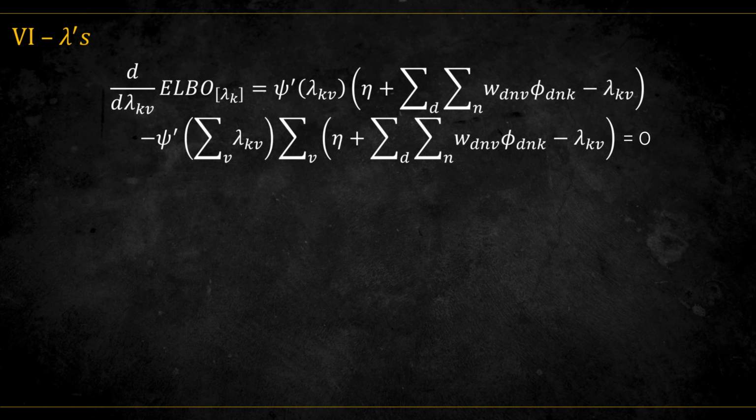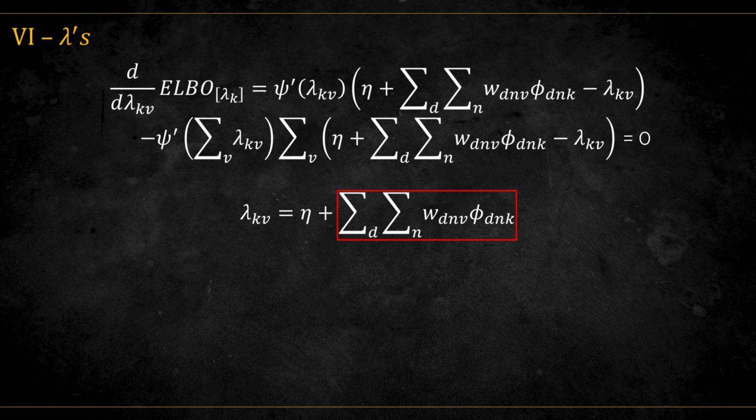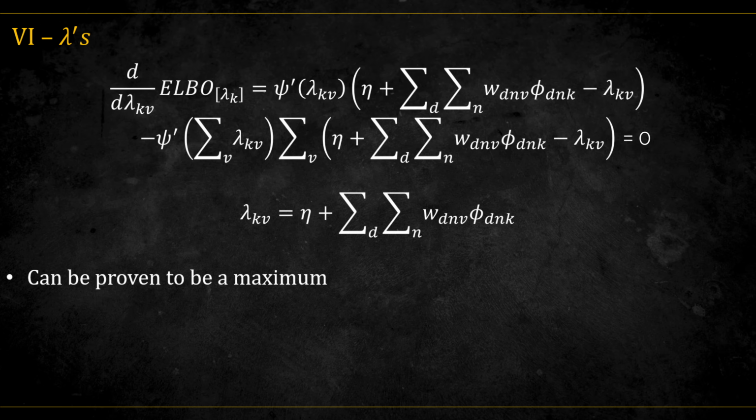Equating to 0, we find that one obvious solution is to set the lambdas equal to eta plus the sum of the phis for all words in all documents. Again, I hope this makes some intuitive sense. The eta is the prior, and the sum is how much probability we give to a certain topic word combination across the entire corpus. And again, this can be proven to be a maximum point, and I leave it for you viewers to do by yourself.